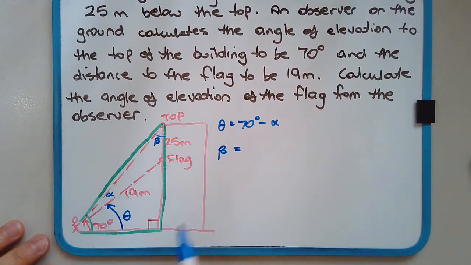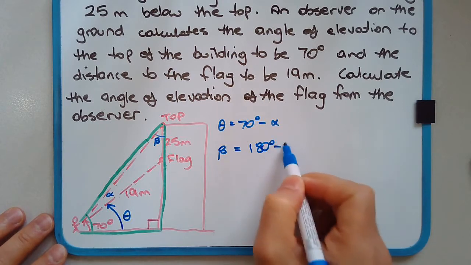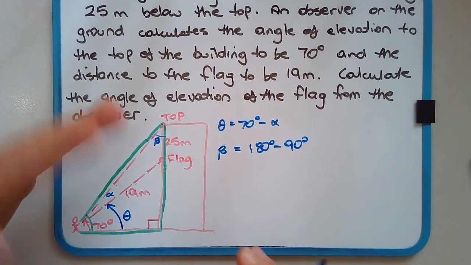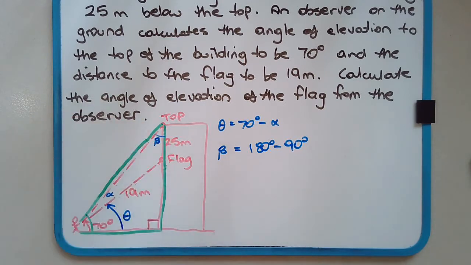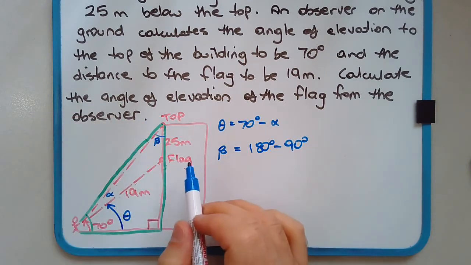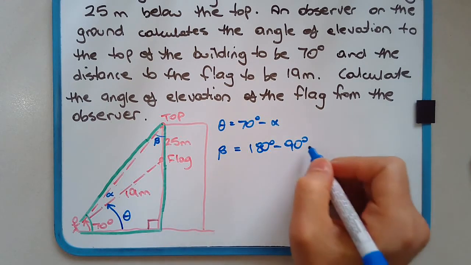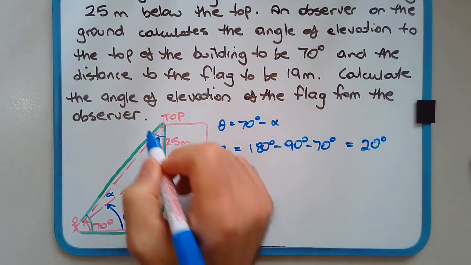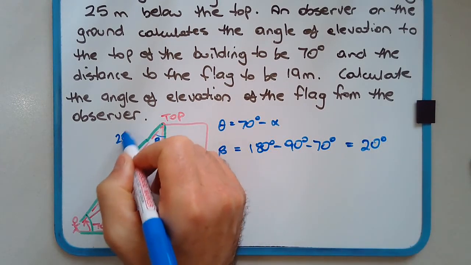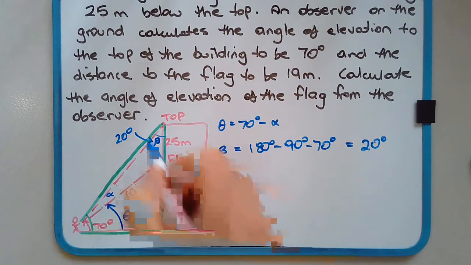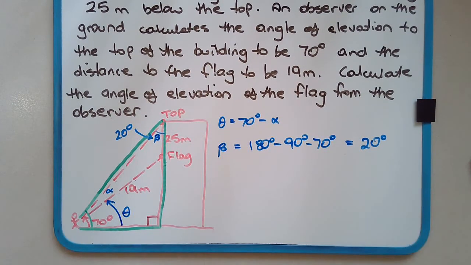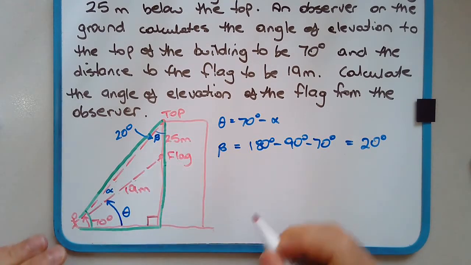is equal to 180 degrees minus 90 degrees. So this is on the green right angle triangle. So it's actually triangles superimposed upon each other, isn't it? 180 degrees minus 90 minus 70, and we get 20 degrees. So there's our angle beta. Now what I'm going to do, just to make it a little bit clearer, is redraw the non-right angle triangle part.